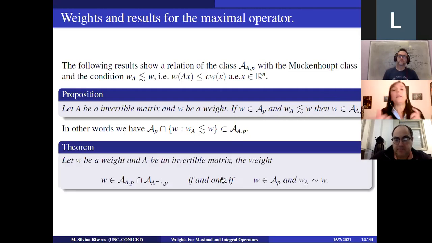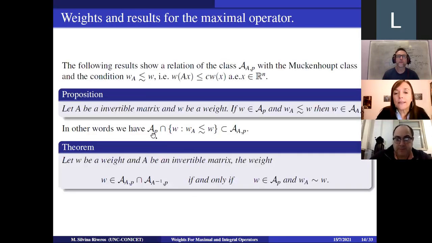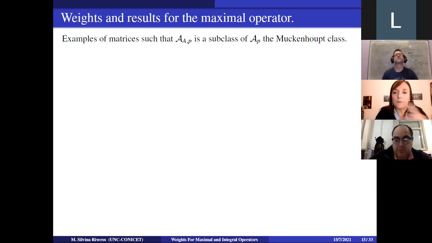And also we have an if and only if, that is, W belongs to this intersection if and only if W belongs to the class AP, and W sub A is like W. We have both inequalities. And now, observe that here we have an inclusion of AP plus this condition in this new class. Now we will give another inclusion, a reverse.